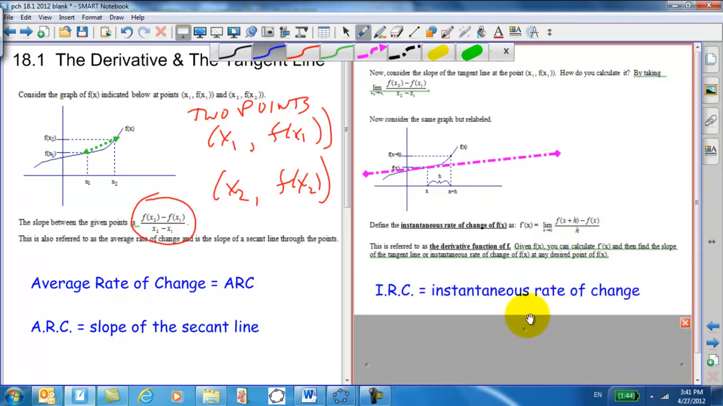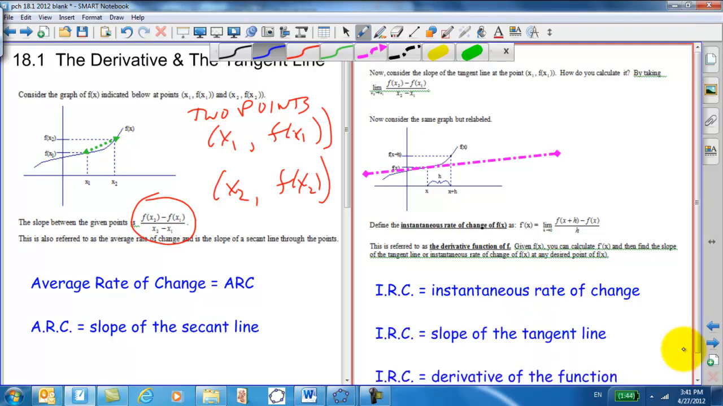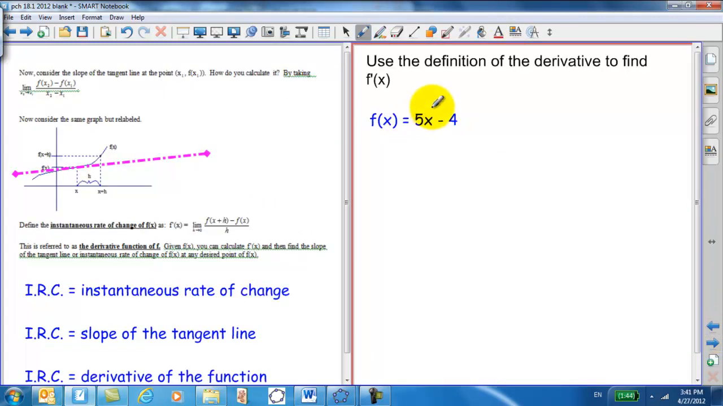Now, the instantaneous rate of change, IRC, equals the slope of the tangent line, and it is our derivative. And that's what derivatives are all about. Now let's try applying this definition to f of x equals 5x minus 4.